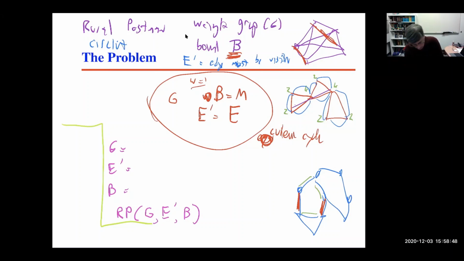I think Hamiltonian cycle to me smells like something. Hamiltonian cycle involved visiting all the vertices of a graph, right? That's what the Hamiltonian cycle was, okay? And how does Hamiltonian cycle smell like rural postman?